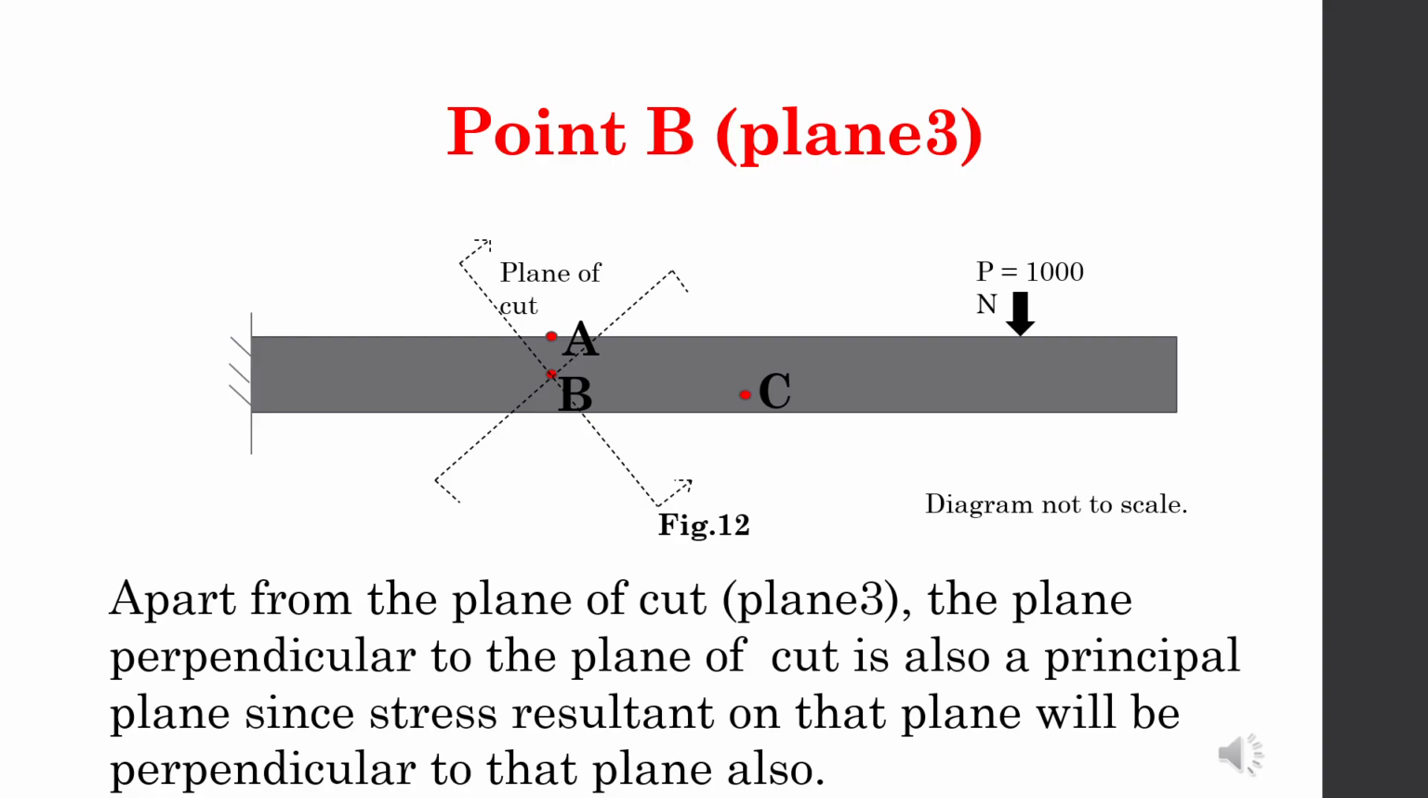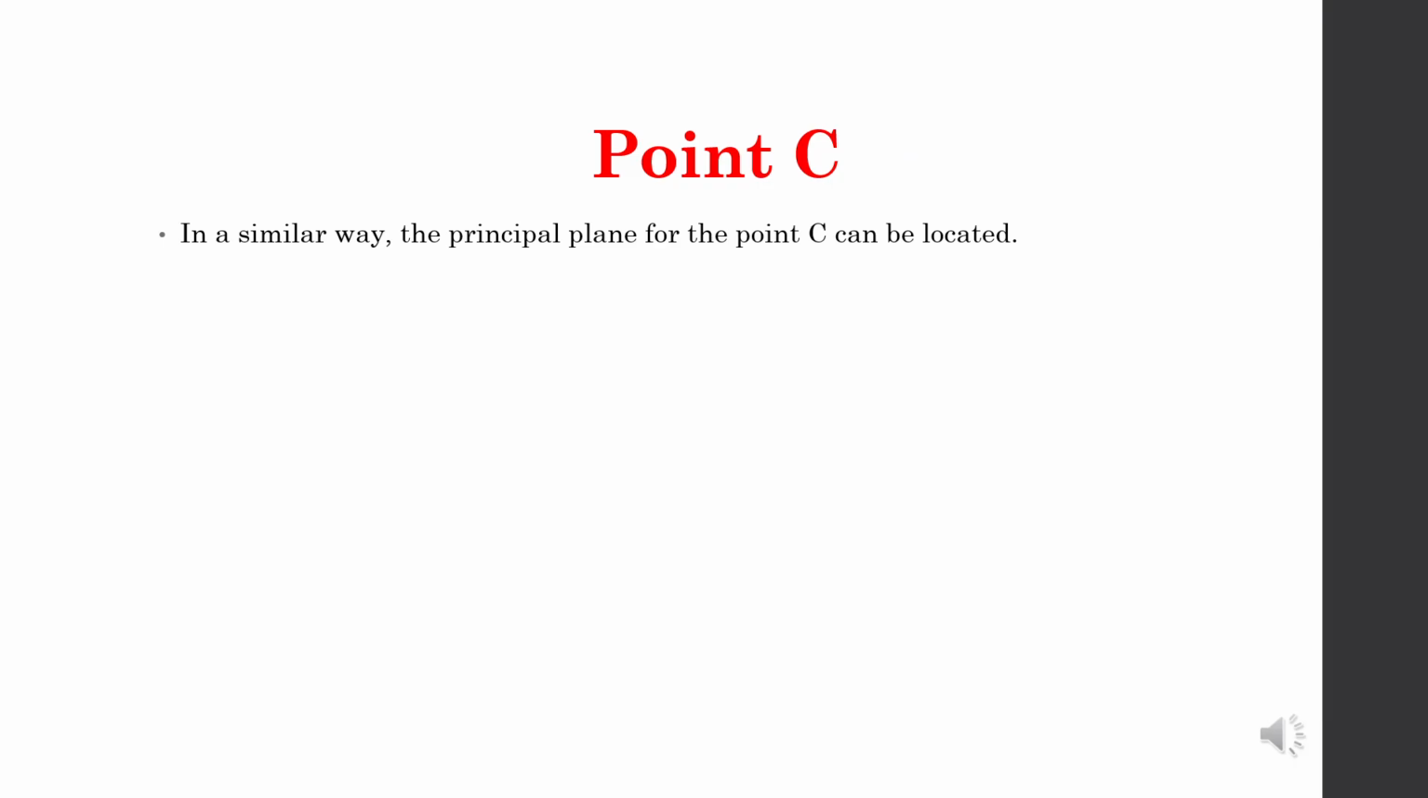So if you take the principal plane, the plane perpendicular to the principal plane is also a principal plane. So one of them will have the maximum stress and one of them will have the minimum stress. So in 2D you have two principal planes and two principal stresses. In 3D you will have three principal planes and three principal stresses. I leave point C as an exercise for the viewers.